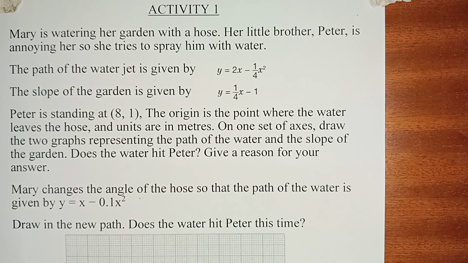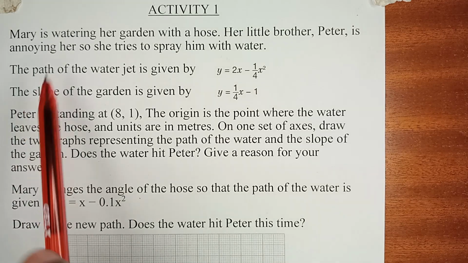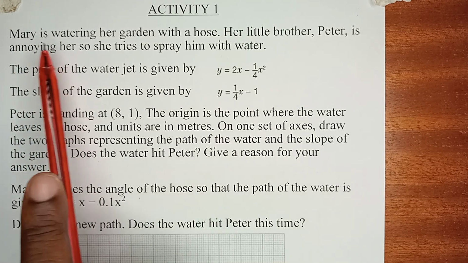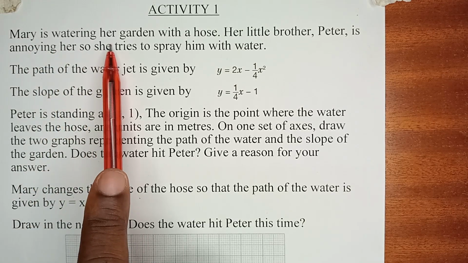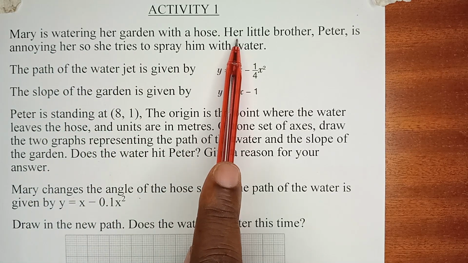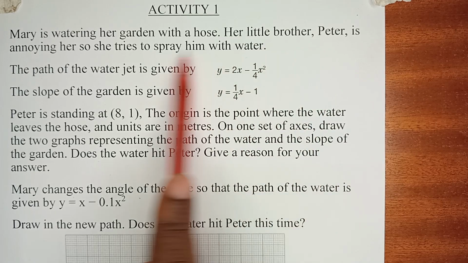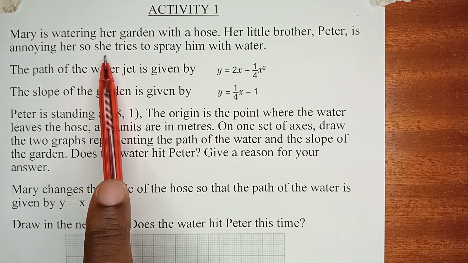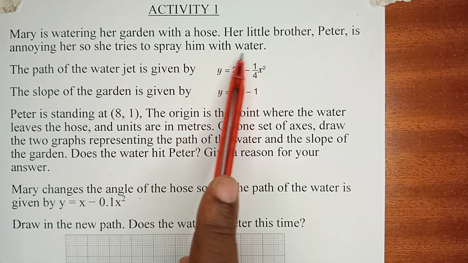And in this video, we want to solve simultaneous equations graphically as we respond to a real-life situation. You're told that Mary is watering her garden with a hose. Her little brother Peter is annoying her, so she tries to spray him with water.